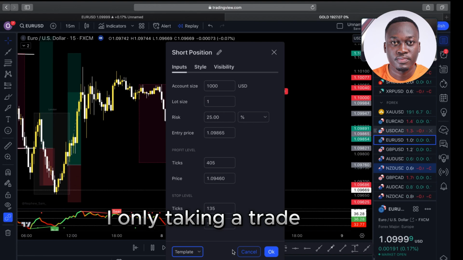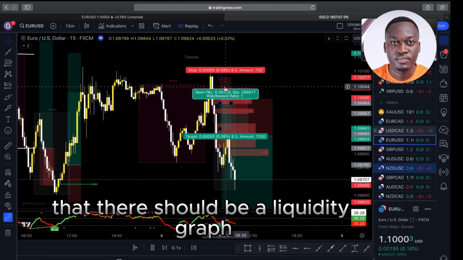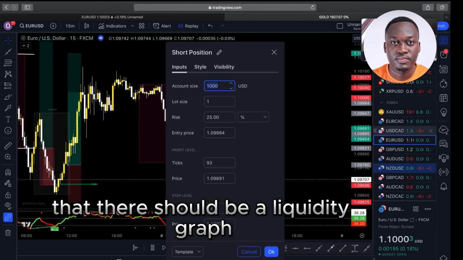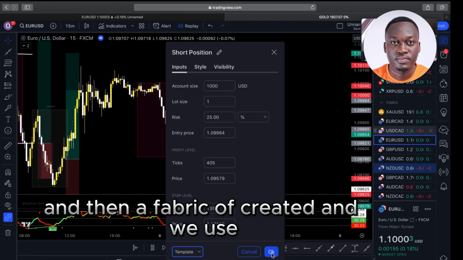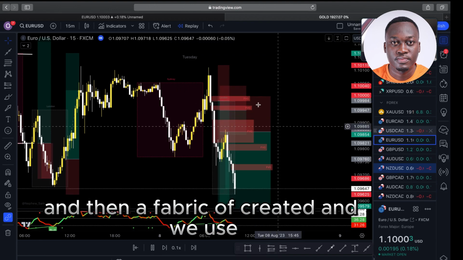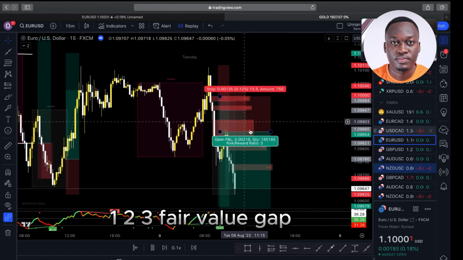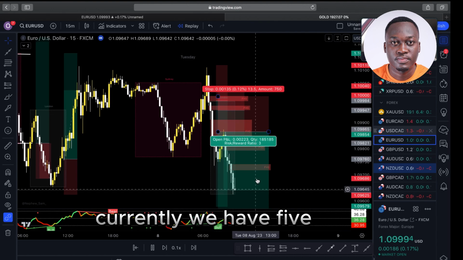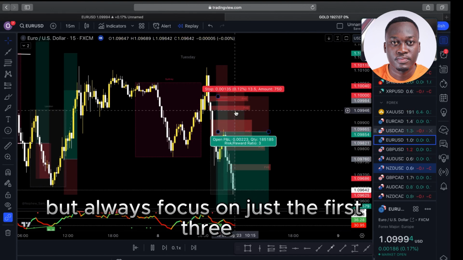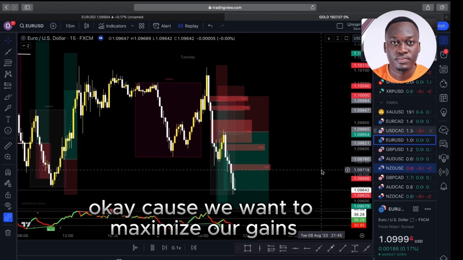But we are only taking the trade because it aligns with our trading conditions, that there should be a liquidity grab of the Asian high and then a fair value gap created. And we focus on the first three. 1, 2, 3 fair value gaps. 4, 5. Currently we have 5, but we always focus on just the first three, because we want to maximize our gains.